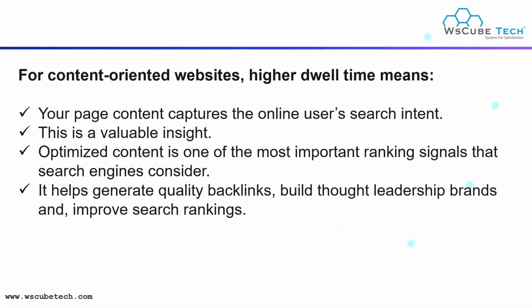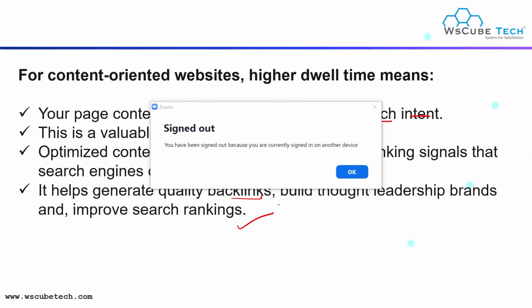For your content oriented website, higher dwell time means that your page content captures the online user's search intent. What is their search intent behind this? This is a valuable insight. Optimized content is one of the most important ranking signals that search engines consider. It helps generate quality backlinks, build thought leadership brands, and improve your search ranking. Okay. So for making your website content oriented and to increase your dwell time, you have to take care of these activities.